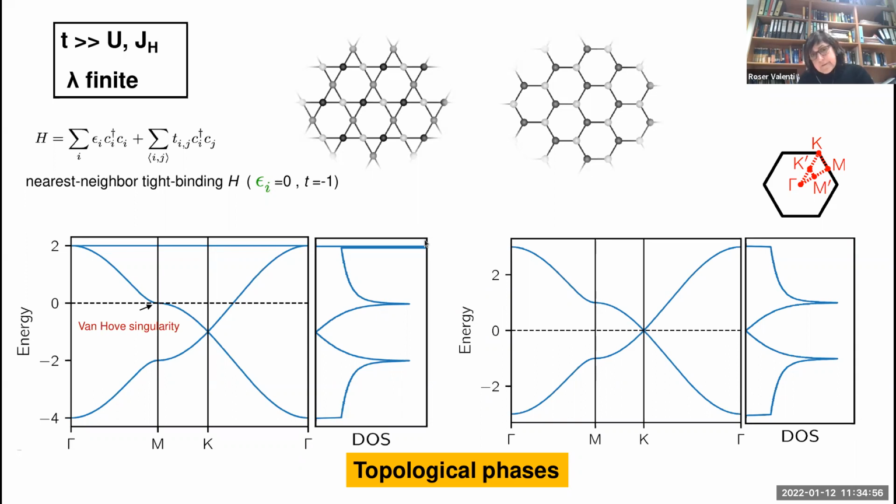So, and this is in fact what in band topology one makes use of in order to predict many topological phases in these materials, in, let's say, weakly correlated materials.